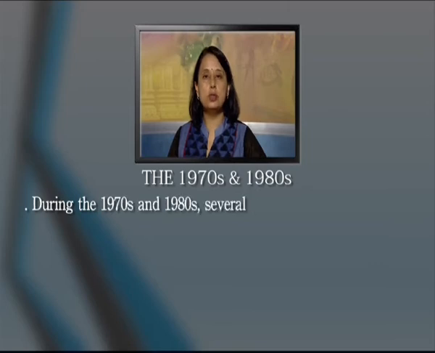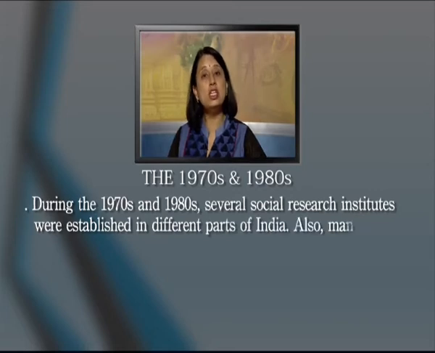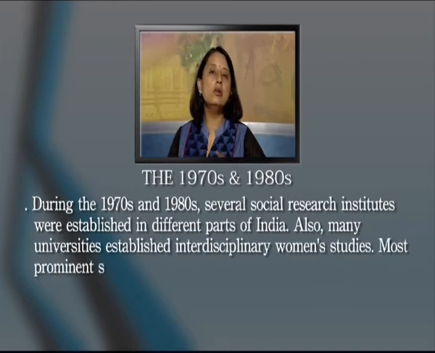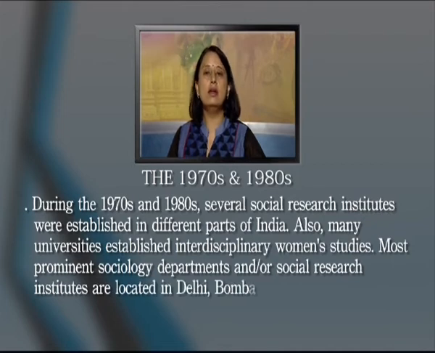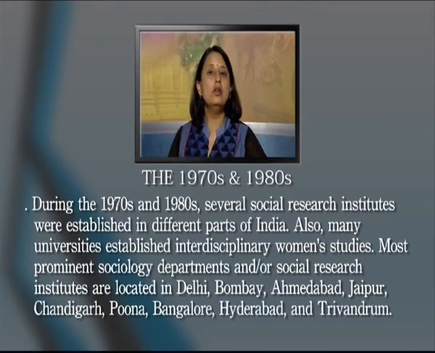Now, you already know that with independence, India started its 5-year plans and the focus of the 5-year plans was social development of the masses, right? So, during the 1970s and 1980s, several social research institutes were established in different parts of India. Also, many universities started establishing interdisciplinary departments and many of them were also focusing on women's studies. Most prominent sociology departments and social research institutions are located in Delhi, Bombay, Ahmedabad, Jaipur, Chandigarh, Pune, Bangalore, Hyderabad, Trivandrum and also Lucknow.